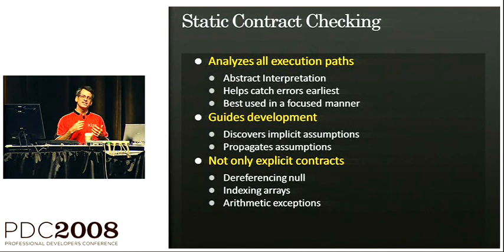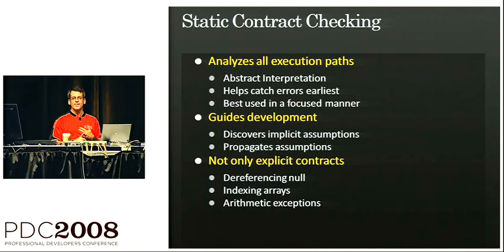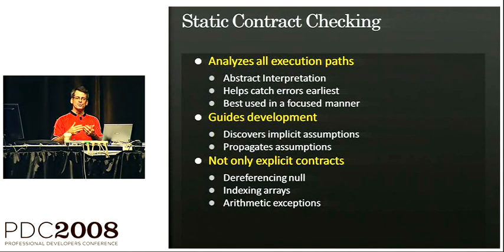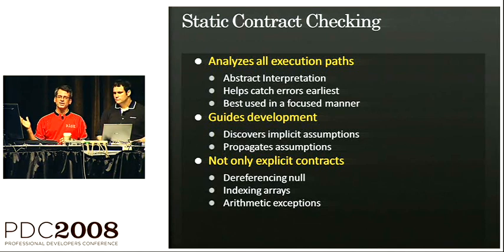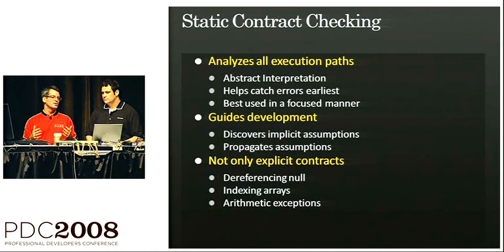As you saw in the demo, it tends to guide your development. It finds some violation of either an implicit contract or an explicit contract, and you start adding contracts to remove those problems, and then that makes you realize that there's some further problem, and it moves you through your code and helps you propagate these implicit assumptions that you have in your head when you program and makes them explicit. And as you saw in the demo, it's not only the explicit contracts, but it also covers the implicit language runtime contracts such as dereferencing null, array index bound errors, and arithmetic exceptions.